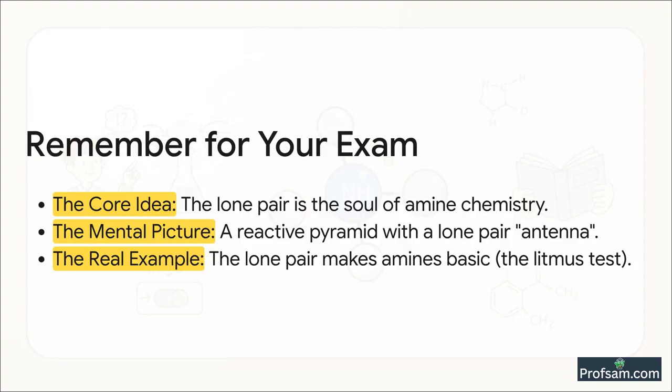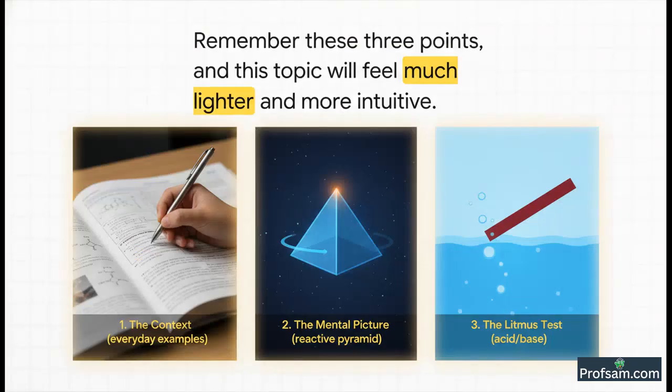All right, so before we finish, let's quickly recap the 3 most important things you must remember for your exam. First, the core idea. Please understand it. Don't just memorize it. The lone pair is the soul of amine chemistry. It is the reason for all its reactions. Second, always keep that mental picture of the reactive pyramid with its antenna in your mind. And third, connect everything back to that simple, real-world example of the litmus test. If you can just remember these three things, the core idea, the mental picture, and the real example, I promise you this entire chapter will feel much, much lighter.